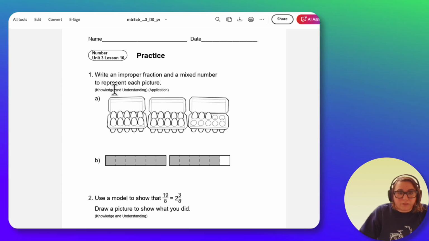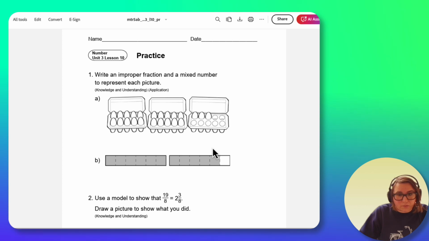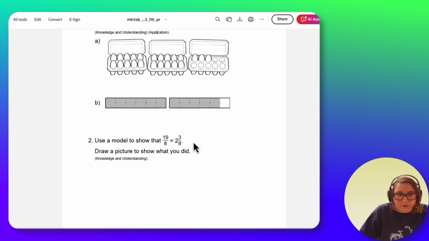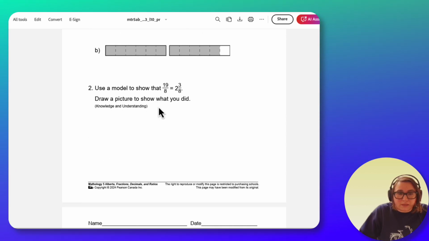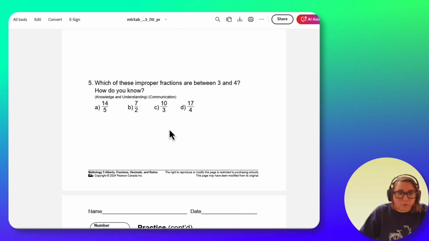So for example, this one here focuses on knowledge and understanding and also application. So they have to take these pictures and represent them as both an improper and mixed. I would say this is a mild question. Use a model to show these and draw a picture to show what you did. Mild, I would say as well. Here we're converting mixed to improper. Maybe these are medium, depending on where your kids are at, medium questions.